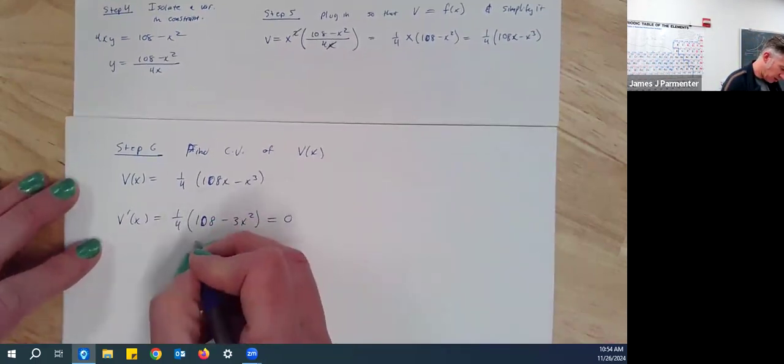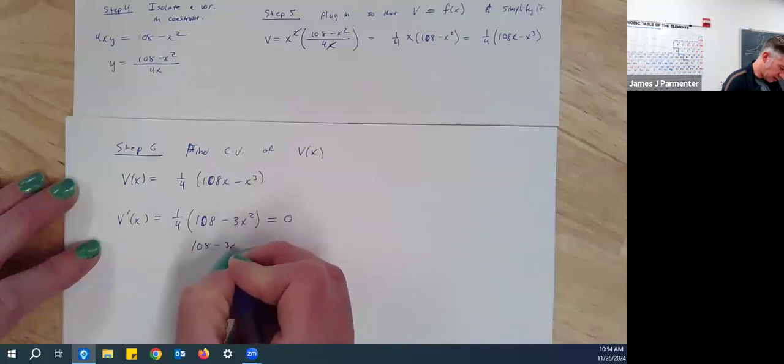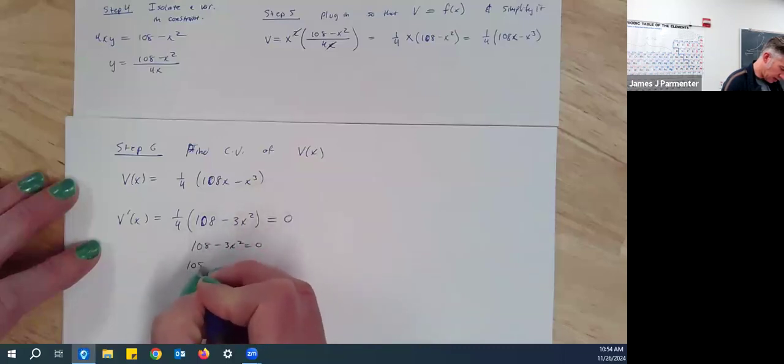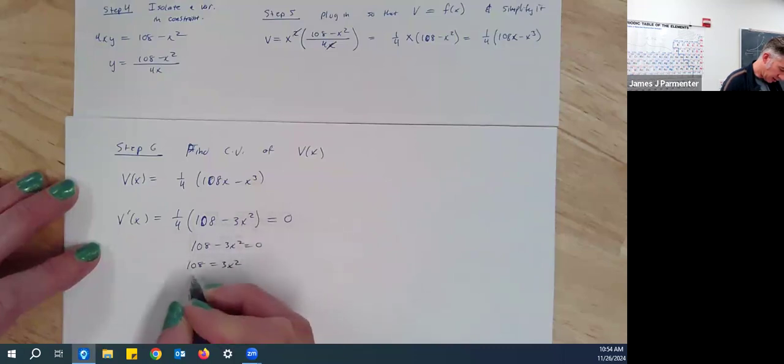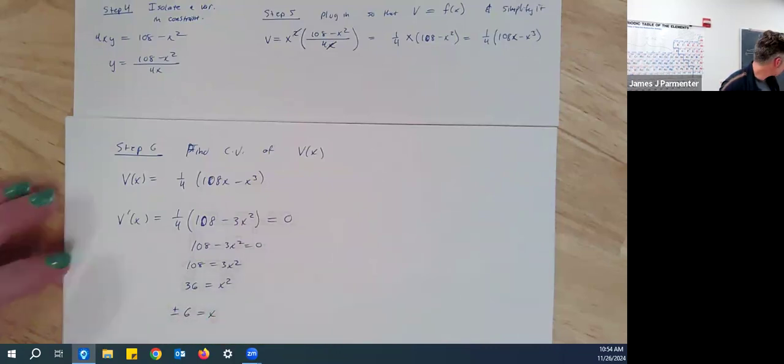multiply both sides by 4. 108 minus 3x squared equals 0. 108 equals 3x squared. 108 divided by 3 is 36 equals x squared. X equals plus or minus the square root of 36, which is 6.